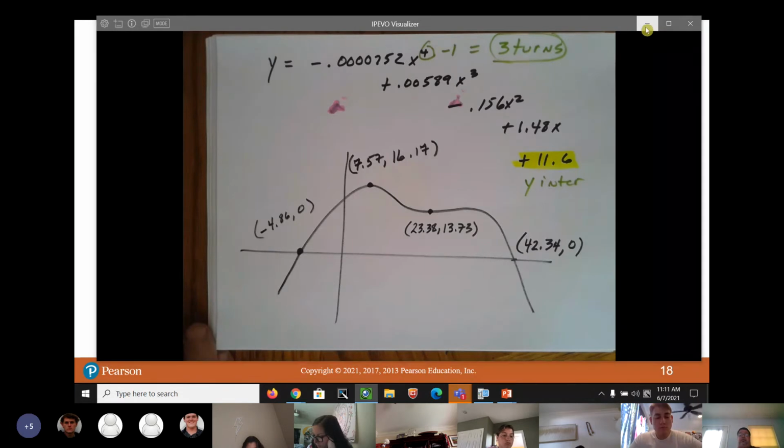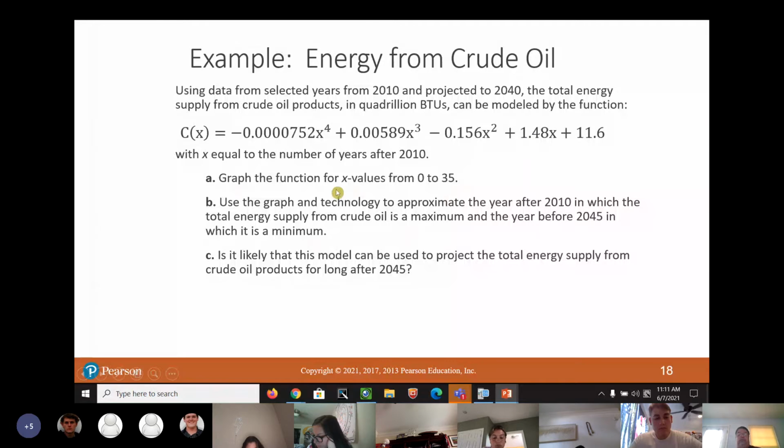Graph the function for values from 0 to 35. I think we did that. Use the graph to approximate the years after 2010 in which the total energy supply from crude oil is a maximum, and the year before 2045 in which it's a minimum. We found the max and the min. Okay, we found that. But it says use the graph to approximate the year after 2010 in which total energy supply from crude oil is a maximum. Oh, here's the maximum right here.